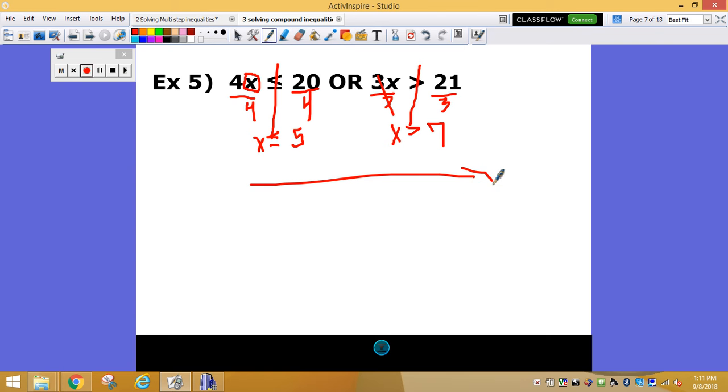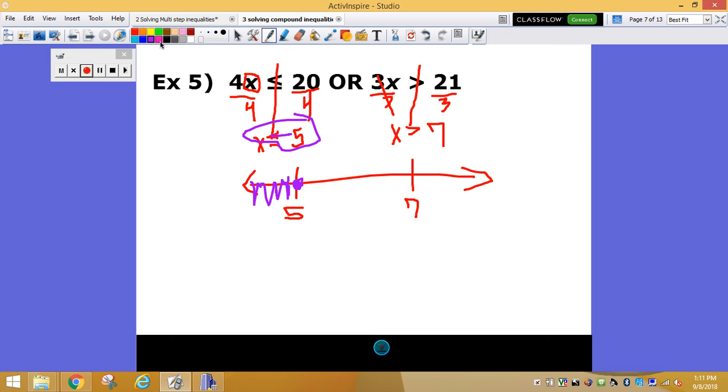Okay, so put the smaller number first. Which one's smaller, 5 or 7? 5. So I'm going to graph this one first. Whoops. It has the line under it, so it's a shaded in circle. And if I made it into an arrow, it goes left.